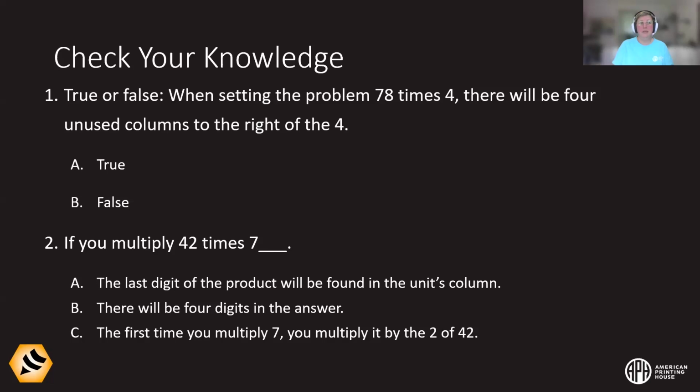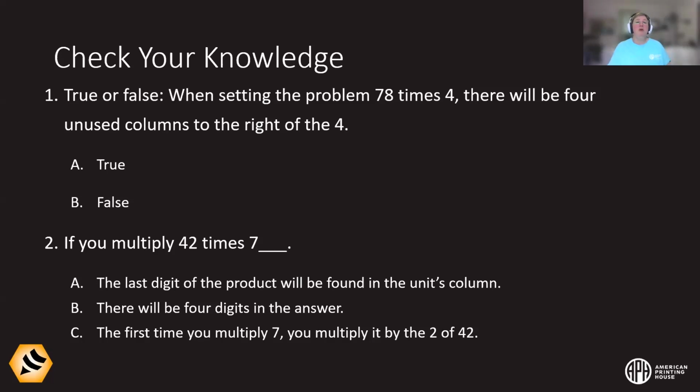Okay, I am going to end the poll. And if you answered false, you are correct. There will be three unused columns. And if you multiply 42 times 7, the answer is A. The last digit of the product will be found in the units column. And hopefully you immediately knew that B is not true. There will be 4 digits and the answer does not make sense, especially after you listen to the top one.